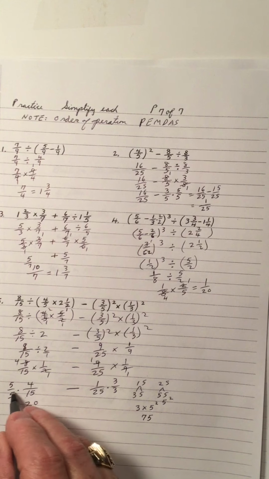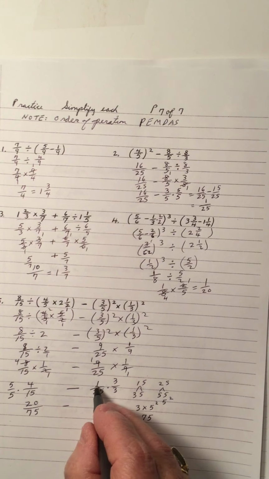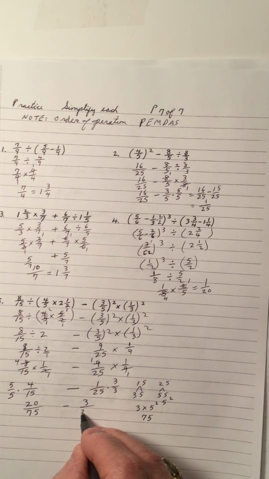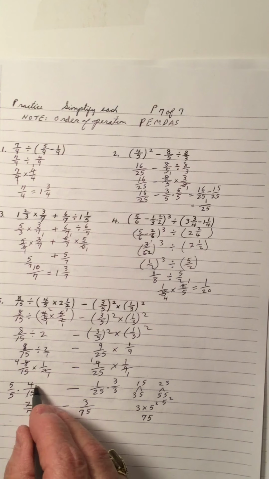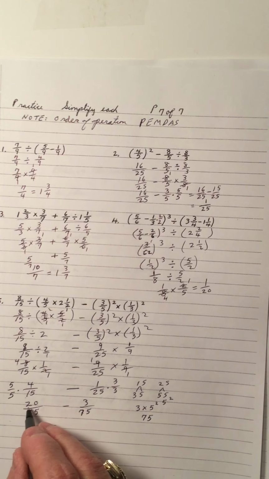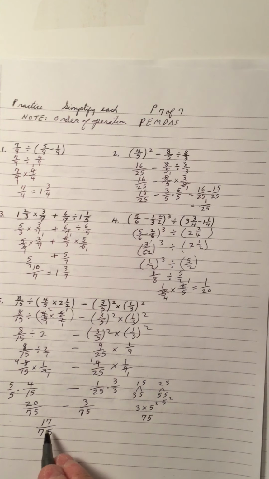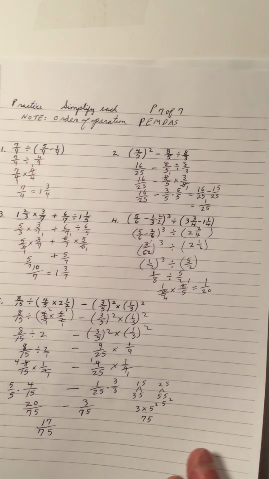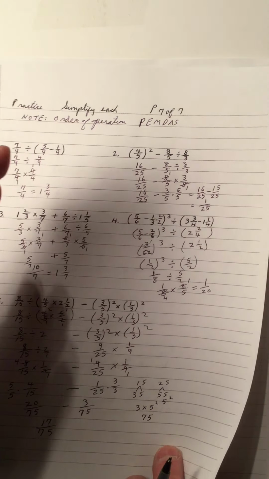That gives me a 20, and it gives me a 75 when I multiply. This gives me a 3 and a 75 when I multiply. Multiply numerators, denominators. Common denominator is 75. 20 minus 3 is 17. 17 is prime. There are no more numbers that go into it. So, BEDMAS, order of operations, extremely, extremely important. That's why I keep emphasizing.